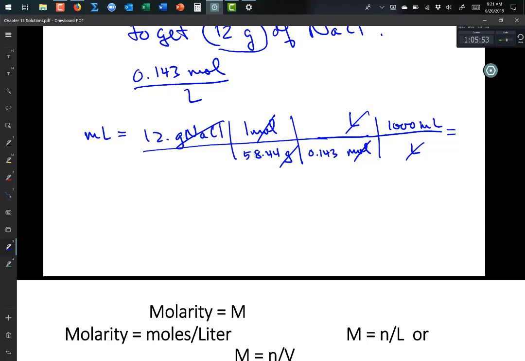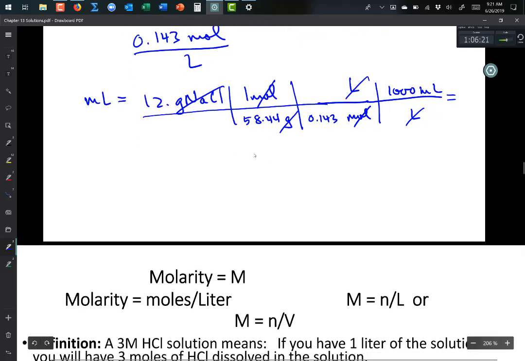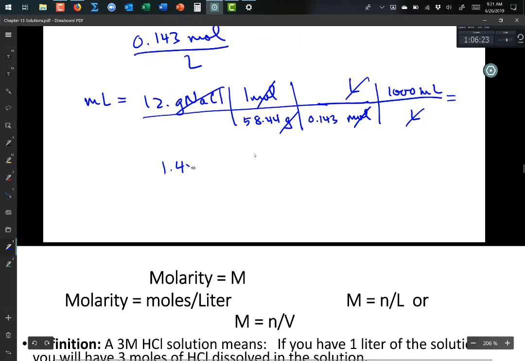Now, if somebody can beat me to the answer, this would be great, but... What'd you get? 1,435. So we'll call it 1,400. 1.4 times 10 to the third milliliters.